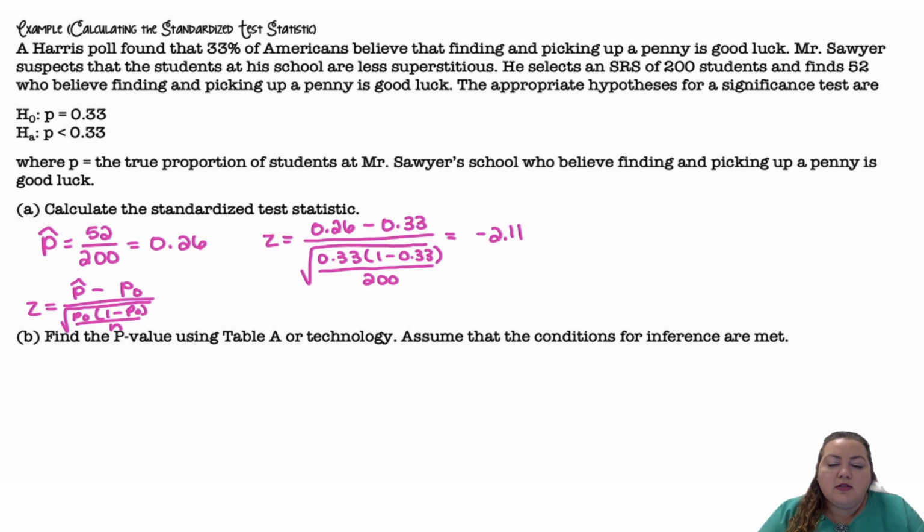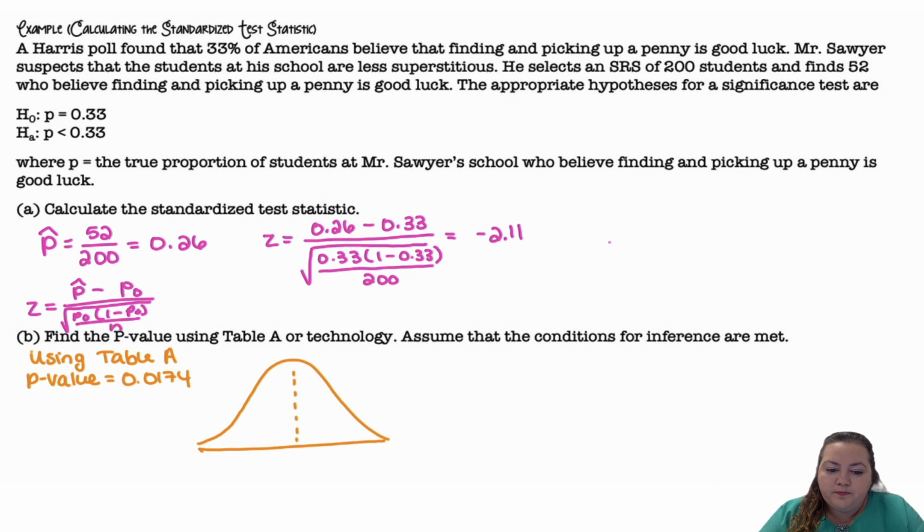Find the p-value using table A or technology. Assume that the conditions for inference are met. So now that you've found the test statistic, it is a z-score. You can use that z table that we've used before, or you can find the p-value in your calculator. So using table A, your p-value would be 0.0174.